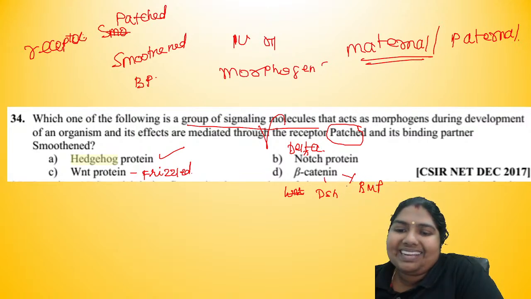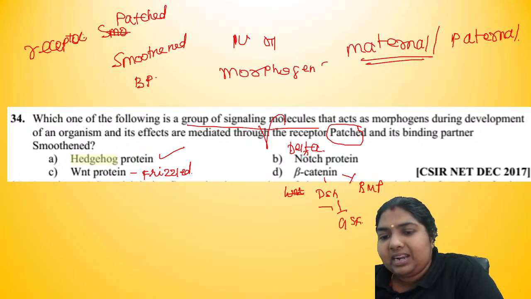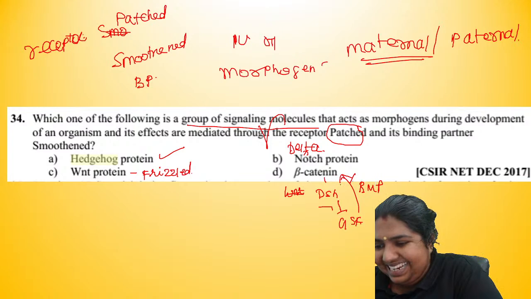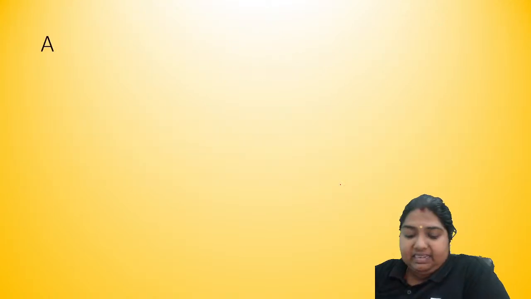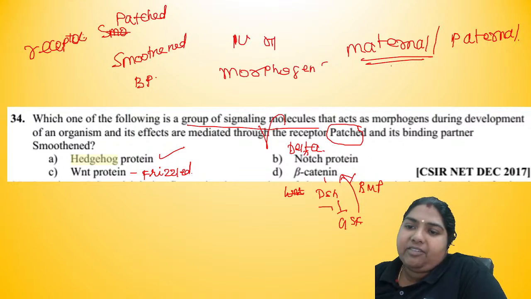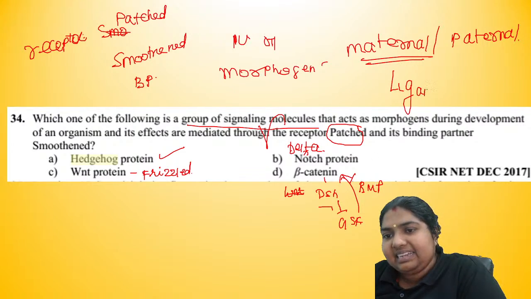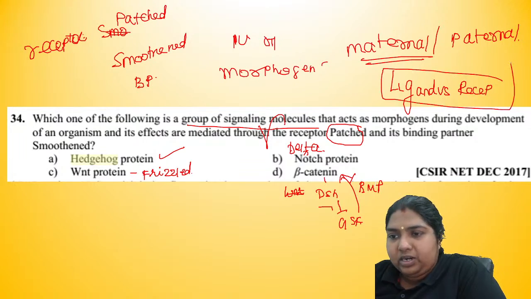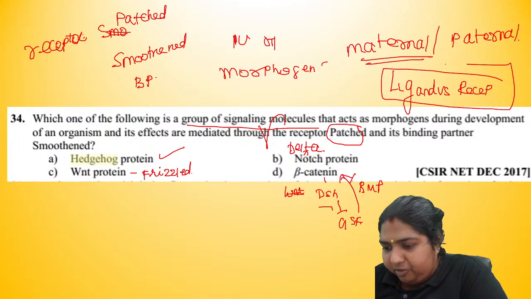Correct. So all these are there. Dsh, the Dishevelled protein, will bind such that it will inhibit your GSK, or else GSK will degrade this beta-catenin. Correct. So much is there. All these ligands and receptors you should definitely know. This ligand versus receptor is very, very important, so all the examples you should know.